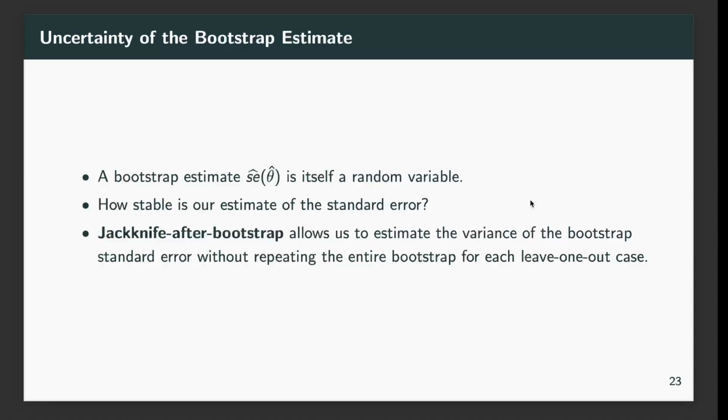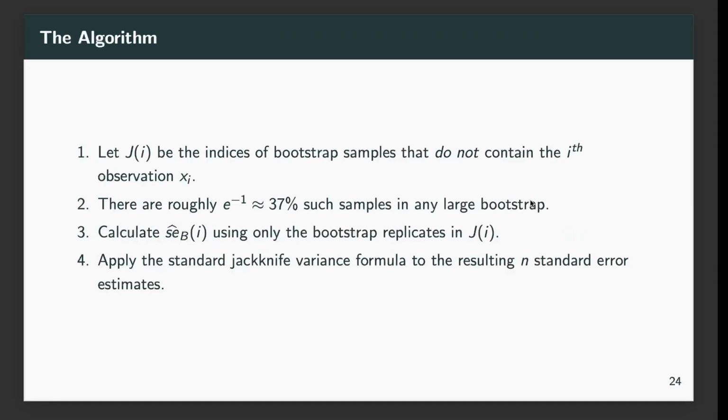So here's the challenge. A naive approach would be to compute a Bootstrap standard error for each of these leave-one-out samples, which is we remove the observation i from the data, run the full Bootstrap, get the SE hat of i, and then repeat for each i. But this will require n full Bootstraps, which can be computationally expensive. The Jackknife after Bootstrap method can be more efficient because it reuses the Bootstrap replicates we already computed. Now let us see how this is done.